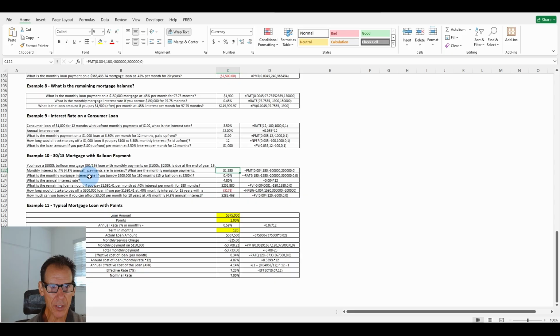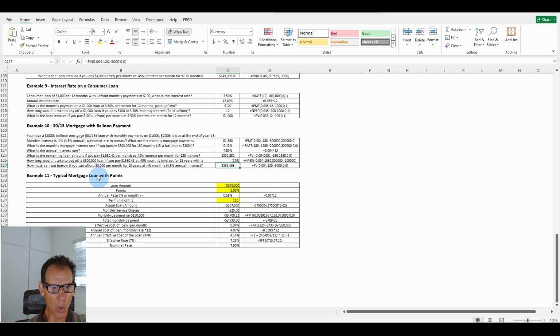What is the monthly mortgage interest if you borrow? So this is just proof. What is the annual? All we're doing is multiplying that times 12. What is the remaining loan amount if you pay 1580.41 at blah blah? It's 202,880. How long would it take to pay off 300 grand loan if you pay 1580? There's 179 periods. Well, how much can you borrow if you can afford 3 grand per month for 10 years? You borrow 285. Typical mortgage loan with points, 375.2. We've gone through this. Now, what is the effective rate? 7.23. What is effect? Read it if you need it, if you're not familiar with it.